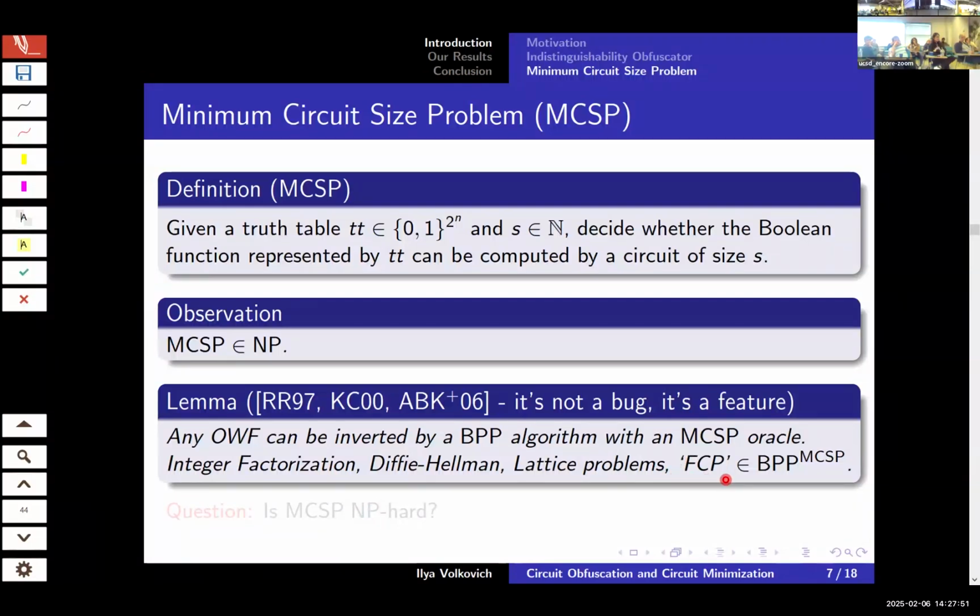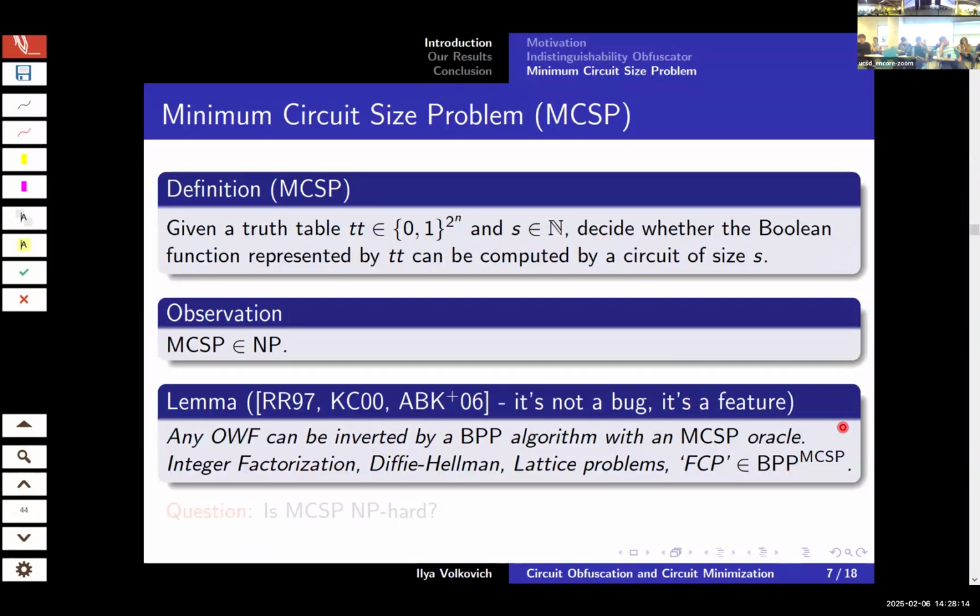You know what FCP is? This is your favorite cryptographic problem. So we can solve them, and that's in PPT. And if I was speaking in a cryptographic dialect, I shouldn't say PPT, I should say PPTM or something like that. But I'm speaking in complexity dialect. So basically, if you have a machine with an MCSP oracle, randomized, you can solve all of cryptography.